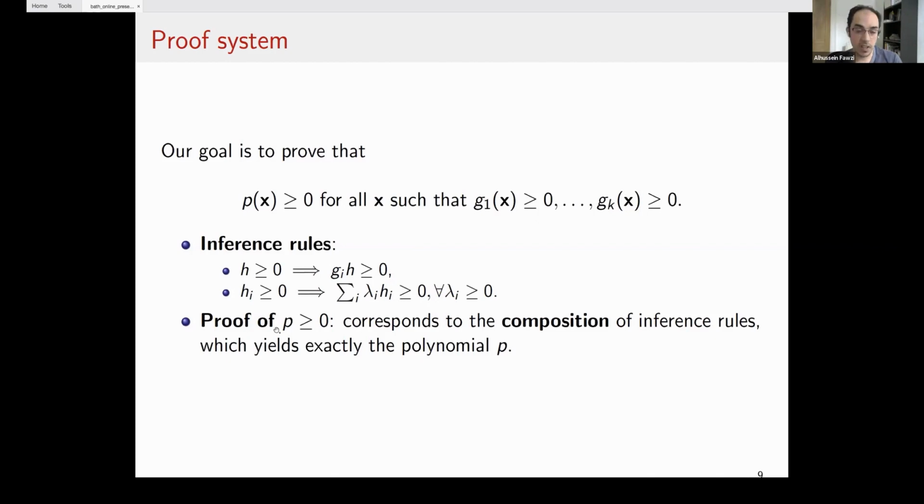And then, as I said, the proof that P is non-negative corresponds to the composition of inference rules, which yields exactly the polynomial P. That's exactly what you want to find: what inference rules to combine together in such a way as to get exactly this polynomial P that you care about eventually. Okay.